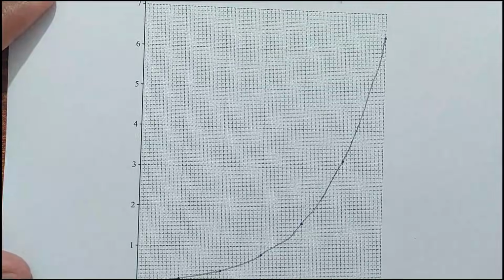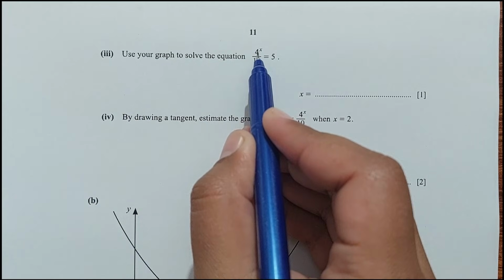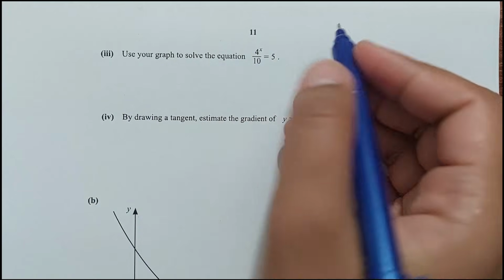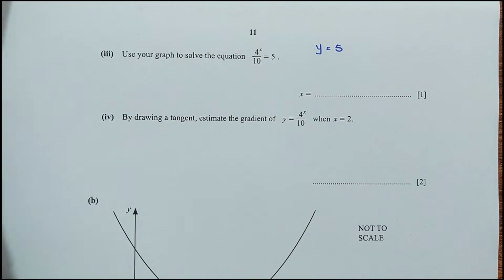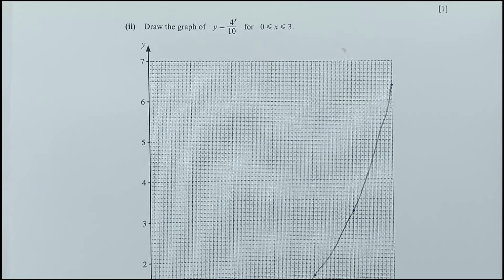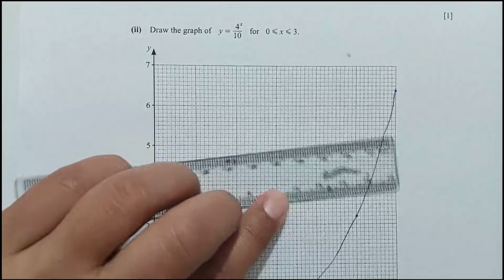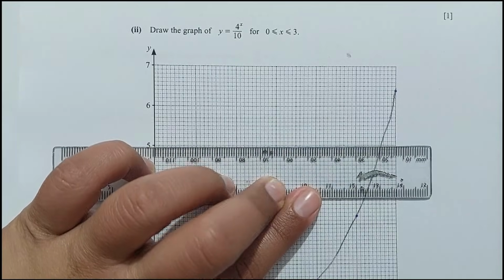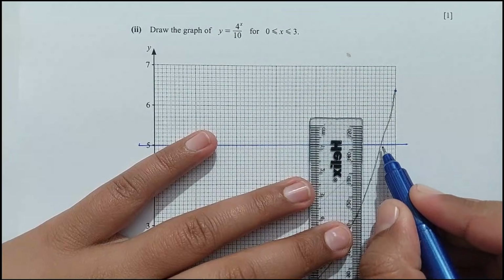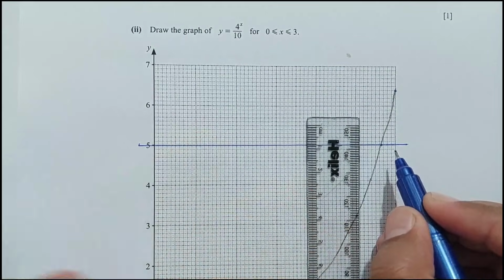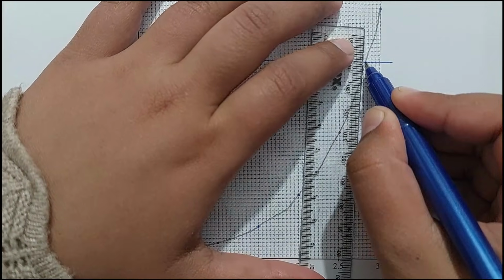Right. Now for part 3, use your graph to solve the equation 4 exponent x over 10 equals 5. So this means y equals 5. We have to read the graph at y equals 5. Okay, so if I draw the straight line at y equals 5, and reading the graph, this would be the point. Solving for x.